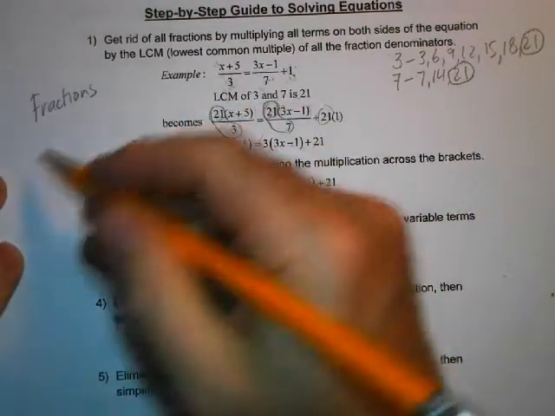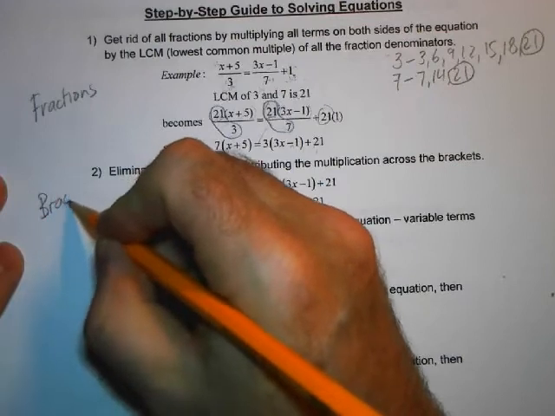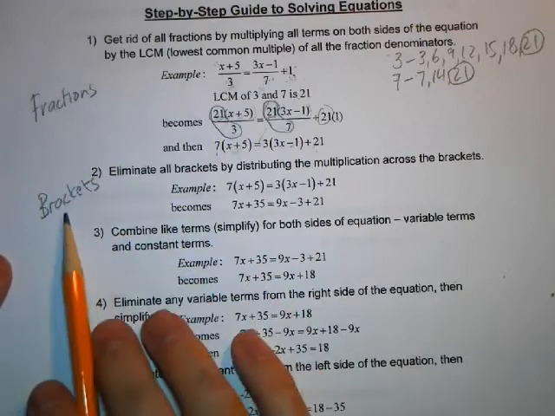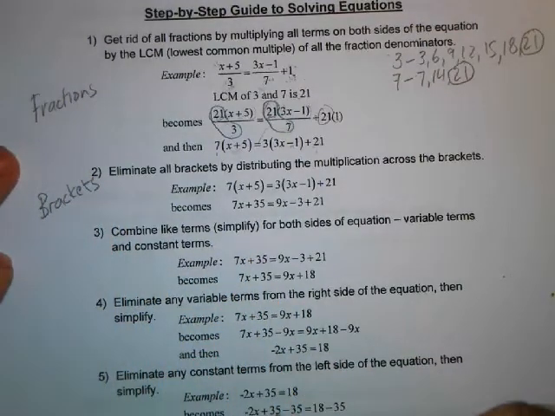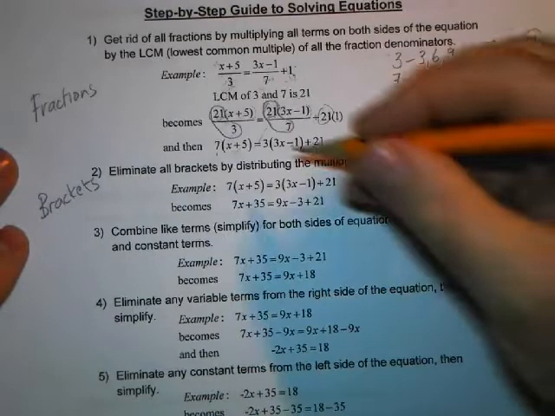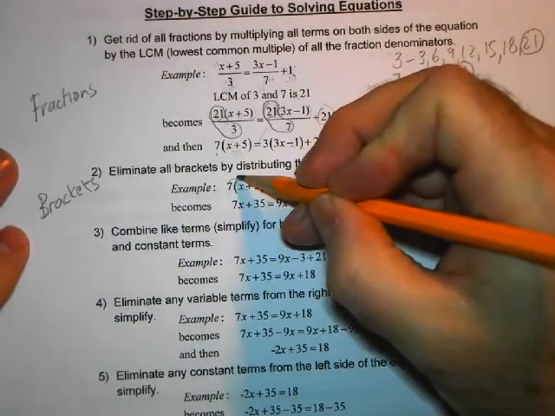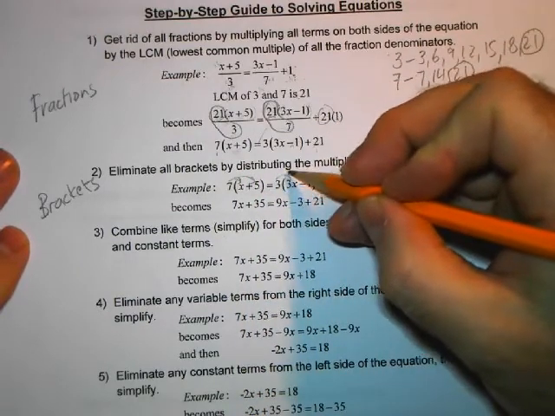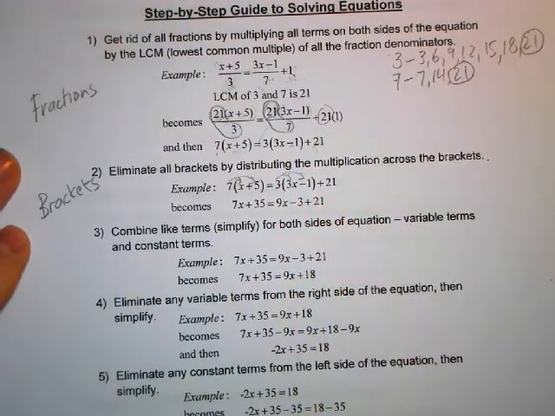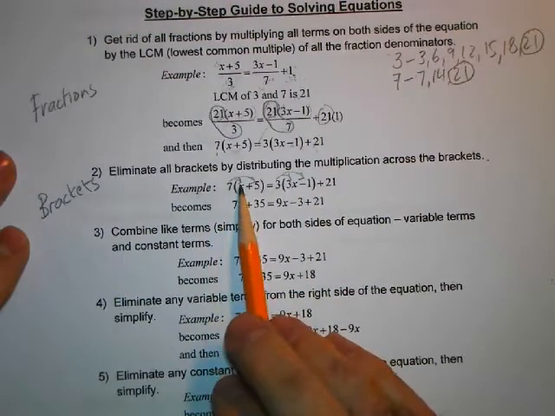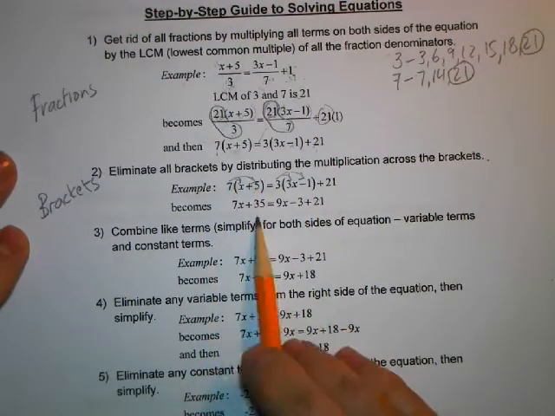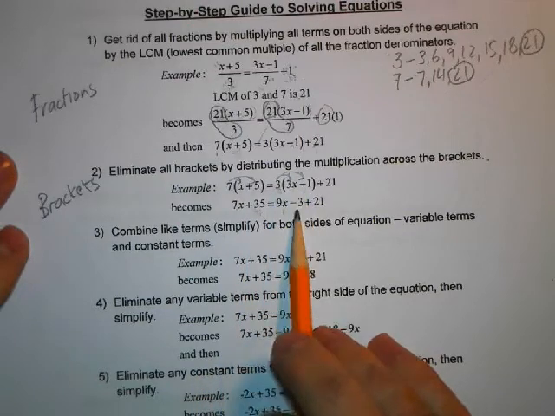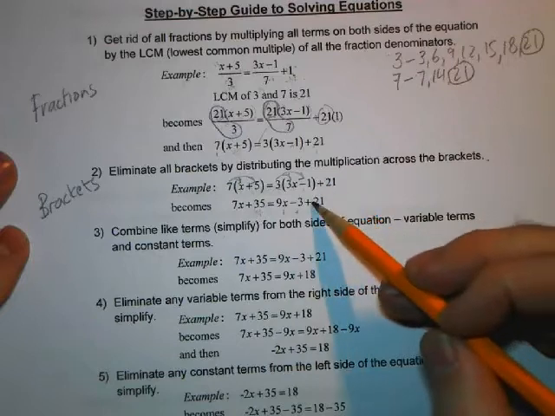So for the brackets, obviously a good name for that would be brackets, because here we're getting rid of the fractions, here we're getting rid of the brackets. So how do we get rid of brackets? Well, we multiply the term outside the brackets with the terms inside the brackets. This is something we've done before. So 7 times x is 7x, 7 times 5 is positive 35, 3 times 3x is 9x, 3 times negative 1 is negative 3, and don't forget about the plus 21.